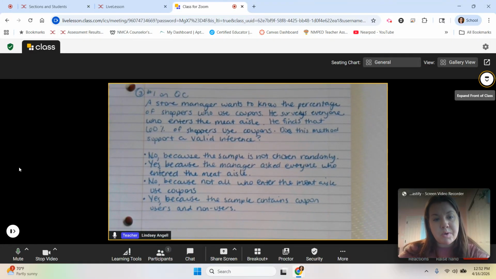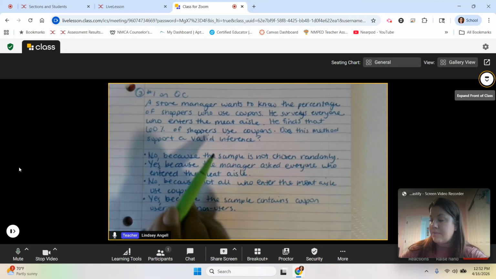Number 3 is number 1 on your quick check. A store manager wants to know the percentage of shoppers who use coupons. He surveys everyone who enters the meat aisle. He finds that 60% of shoppers use coupons. Does this method support a valid inference? Let's look at the first sentence again. A store manager wants to know the percentage of shoppers. That means anybody who comes into the store, do they use coupons? So we have to keep that in the back of our minds.